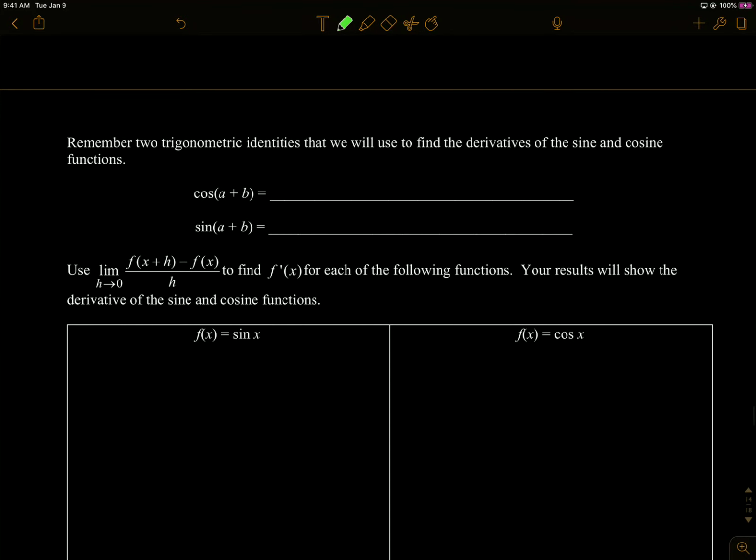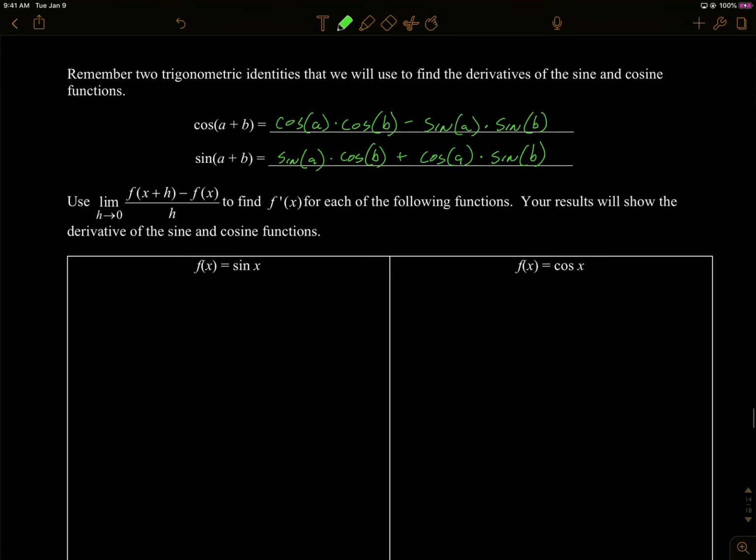All right, so these are two trig identities that you have to remember to come up with the derivative of sine and the derivative of cosine. So two identities we're going to need to prove what the derivative of sine is and what the derivative of cosine is are going to be these identities. If you see cosine of a plus b, that's going to be equal to cosine of a times cosine of b minus sine of a times sine of b. And then for sine, when we sum two angles, it's going to be sine of a times cosine of b plus cosine of a times sine of b.